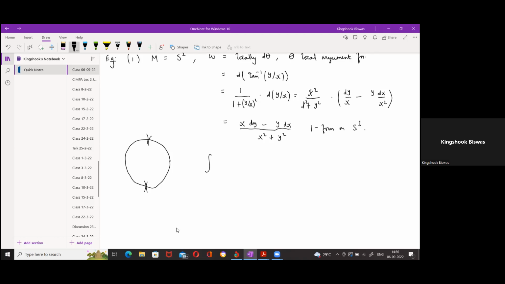So I'll get that the integral of omega over S1 is 2 pi, which is non-zero. Okay. So omega is not exact.